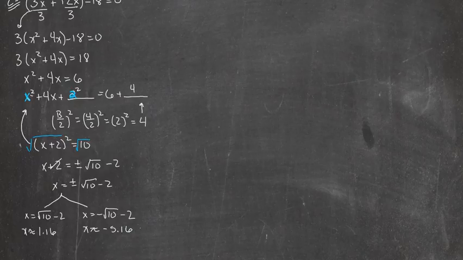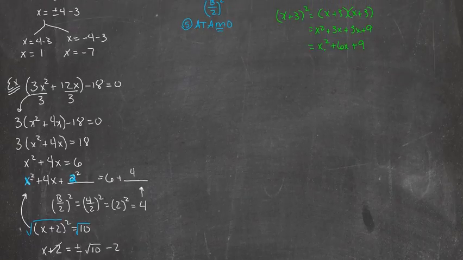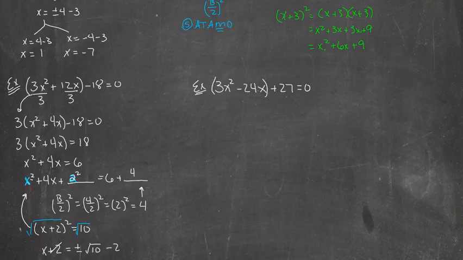Done. Let's do one more. I think I can do it really fast because we have the process down. Let's take 3x squared minus 24x plus 27 equals 0. Group the x terms, factor out the leading coefficient, which is a 3.